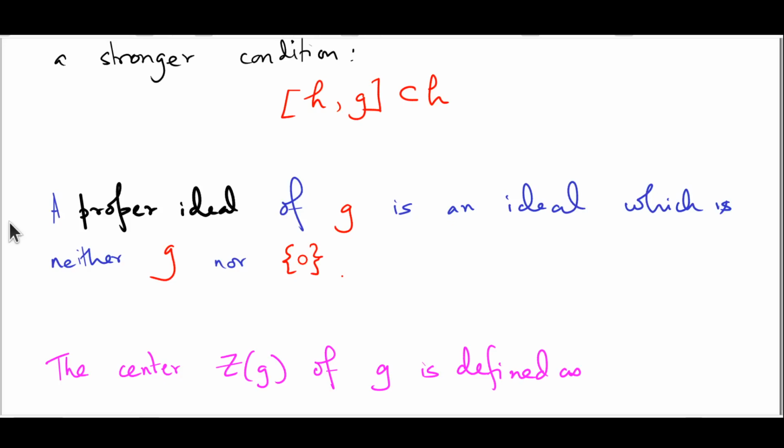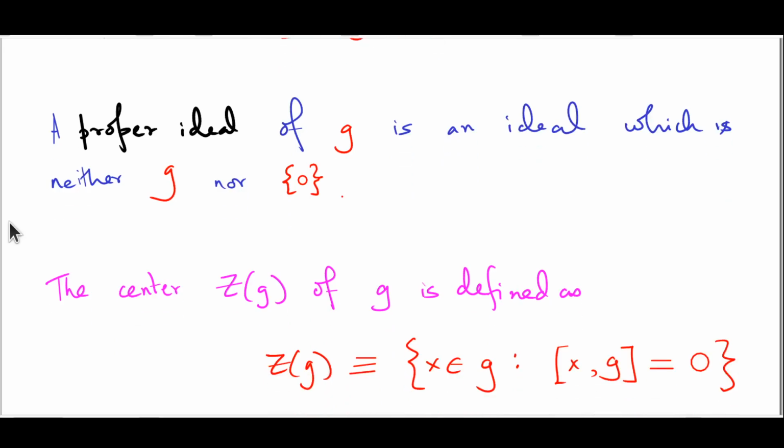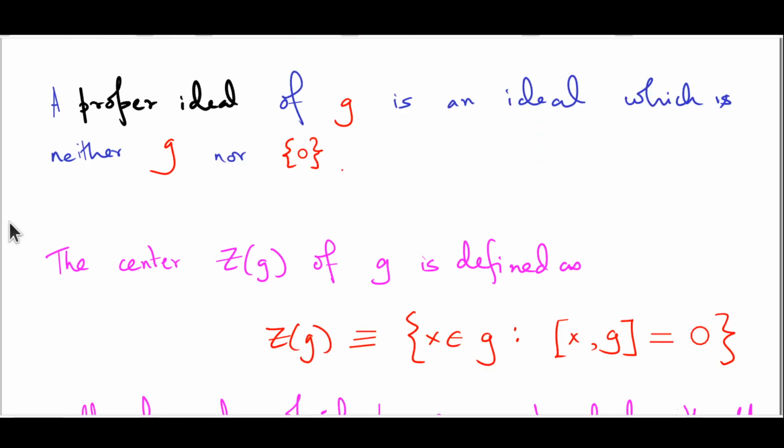Now, just to give you an example of an ideal, let us talk of a very special subalgebra which a Lie algebra has. This is called the center of the Lie algebra G, denoted by Z of G, and this is defined to be all the elements of G which have vanishing Lie brackets with each and every element of G. So Z of G is nothing but those elements which, so to speak, commute with every element of G.